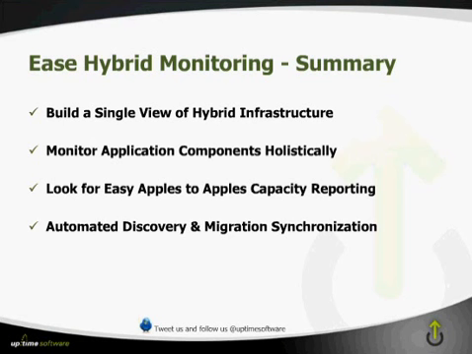is it up or down, and if it is down, which sections of that application are failing. Looking for an easy apples-to-apples way to do capacity reporting, so being able to compare workloads across different architectures of different chip types and accurately report on those capacity numbers so that you can plan for upgrades and future capacity needs. And then automating the discovery and migration process within your hybrid environment. If you're able to do all of the basic monitoring that you likely have in place and do these four things, you're going to be much better off at the end of the day.